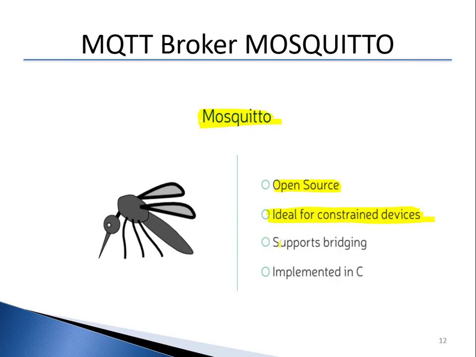It supports bridging as well, so two different brokers can be bridged together. The implementation is in C. Mosquitto is written in C, so it supports the C language as well. So this is about the Mosquitto broker.